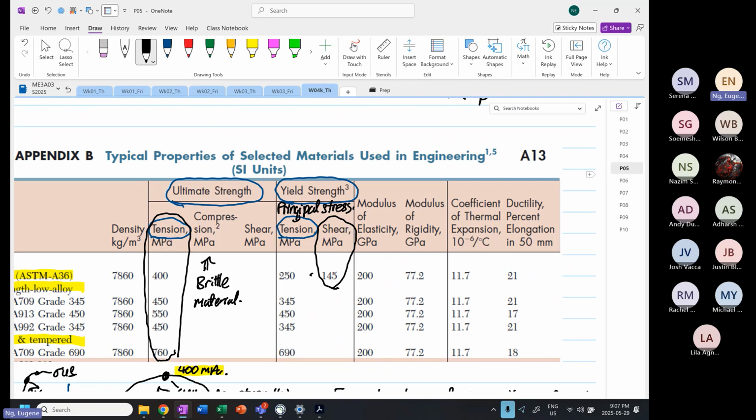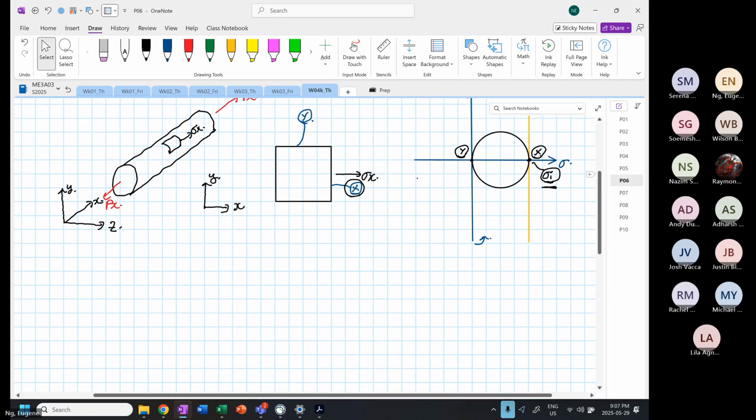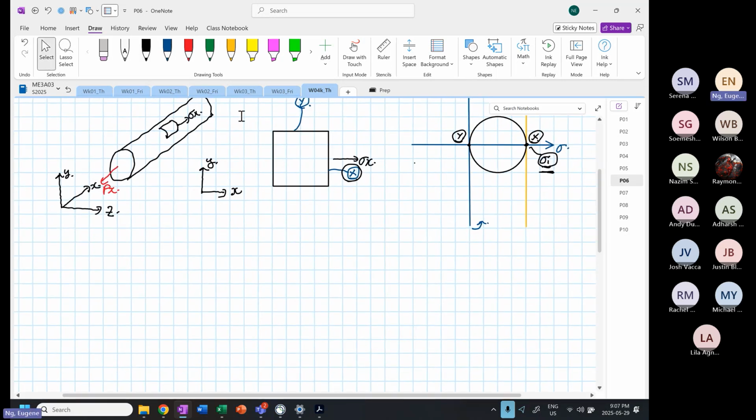So the next thing that I want to focus on now is shear. Let's look at shear. So next we are going to look at shearing stress.